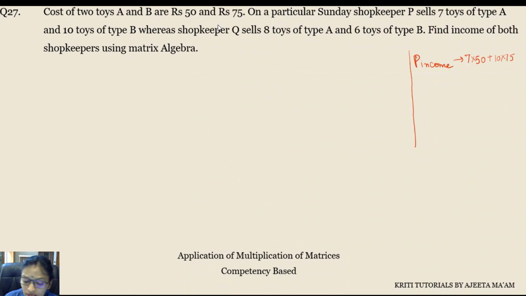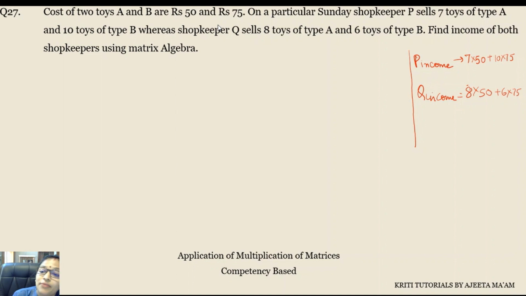Very simple question. And for Q's income, what will you do? Again you will do the same thing, that you will multiply the type A toys, that is 8, with 50 plus 6 with 75. But if you do this directly, you will get 0 marks because we have to frame the matrix. We have to use matrix algebra. So we have to arrive at this same equation, but through matrices. How will we do that?